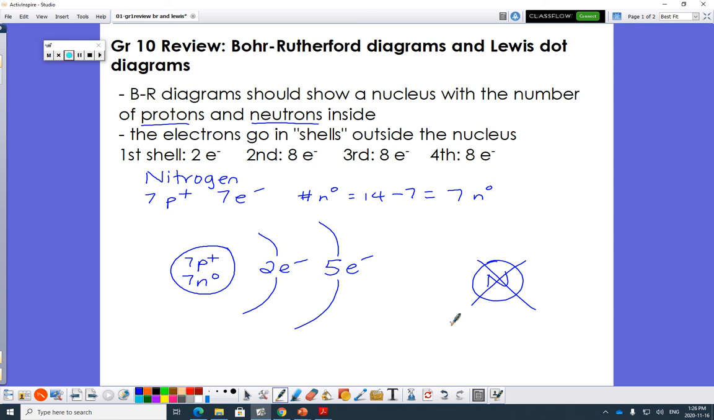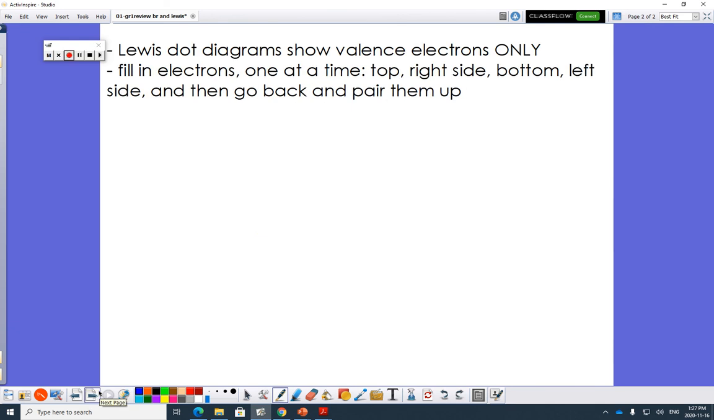Only the first 20 are on here. So it goes in order: hydrogen, helium, lithium, beryllium. I've just cut out the gaps, okay? So you can decide what kind of Bohr-Rutherford diagram you want to draw. If you are not sure, first of all, you can ask me, but second of all, use a pencil, okay? Once you do the Bohr-Rutherford diagram, then you can do the Lewis dot diagram.